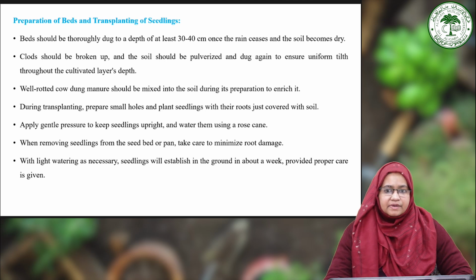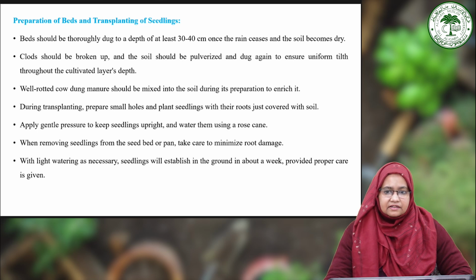Then preparation of beds and transplanting these seedlings. The bed should be thoroughly dug to a depth of 30 to 40 centimeters once the rain ceases and the soil becomes dry. Clods should be broken up and the soil should be pulverized and dug to ensure uniform tilth throughout the cultivated layer's depth. Well-rotted cow dung manure should be mixed into the soil during its preparation.